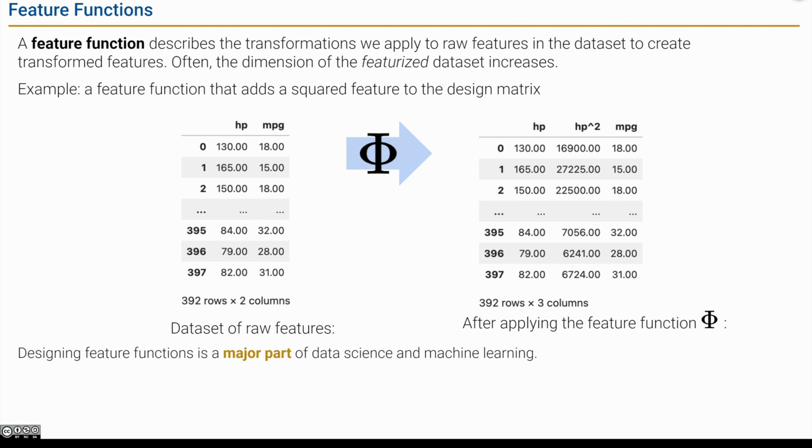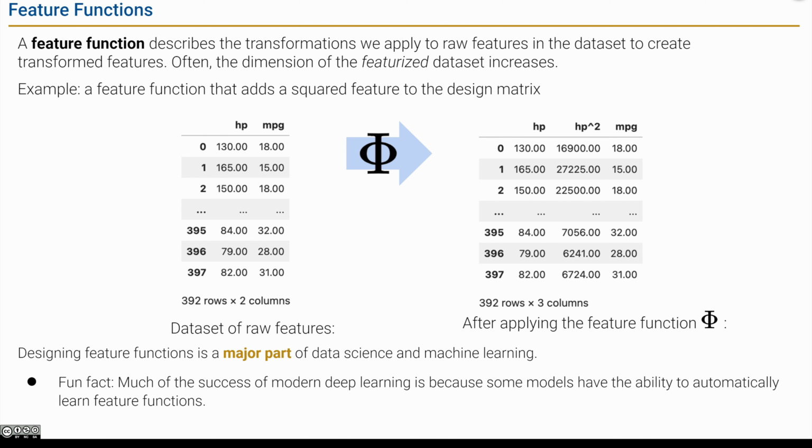So designing feature functions is a major part of data science and machine learning. And in this class, we're just going to be doing it manually via trial and error so that you get some sense of what's underneath the hood in this process. But there is a whole field of deep learning where they have built some infrastructure where models have the ability to automatically learn feature functions. So if you're interested in that, I highly recommend you look further into the field of deep learning.